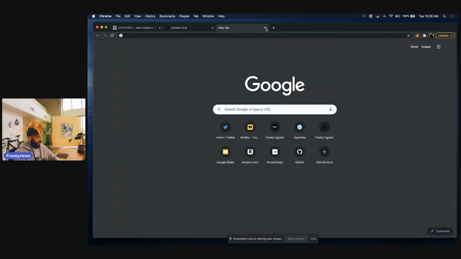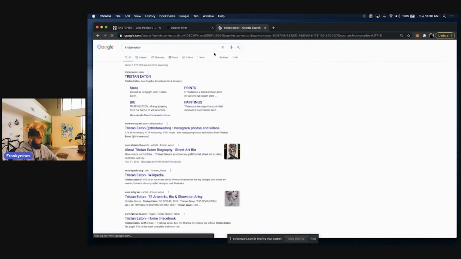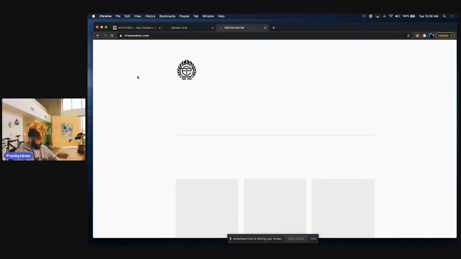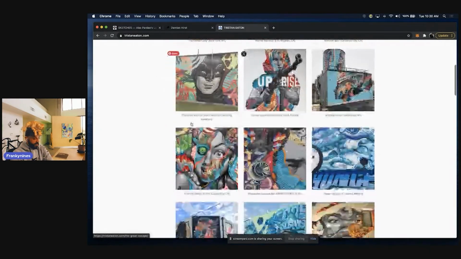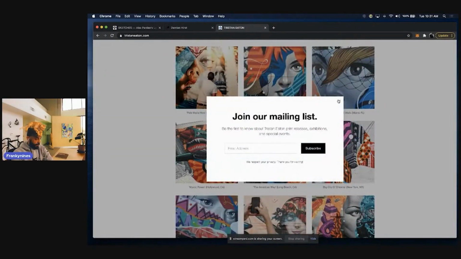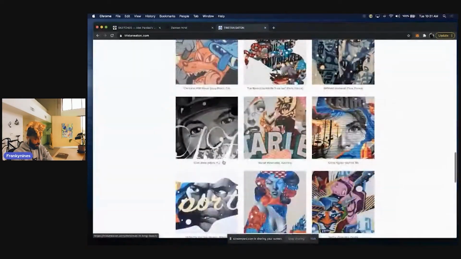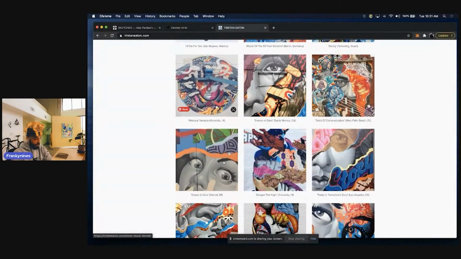Let's look at Tristan Eaton. You can see his piece. He's a muralist, but he also does digital work, and he has physical paintings that you can buy as well. Coming to his portfolio, not only his online presence, he did the branding for the Super Bowl last year. He did the ticket design and branding for the Super Bowl.